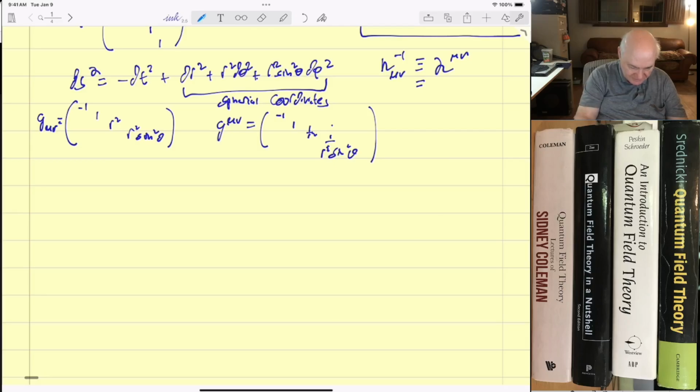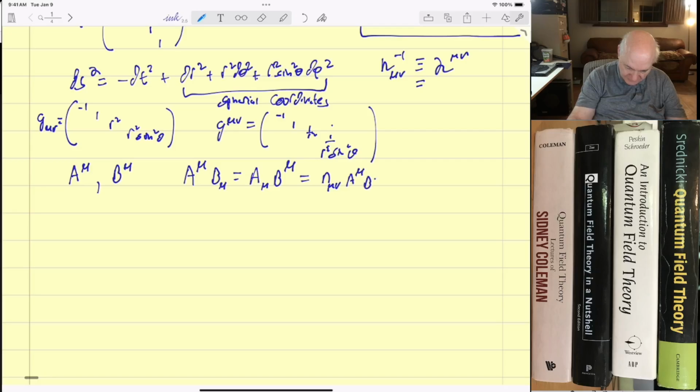So the dot product of two 4-vectors, if you have A^μ and B^μ, then the dot product is A·B, which equals η_μν A^μ B^ν.